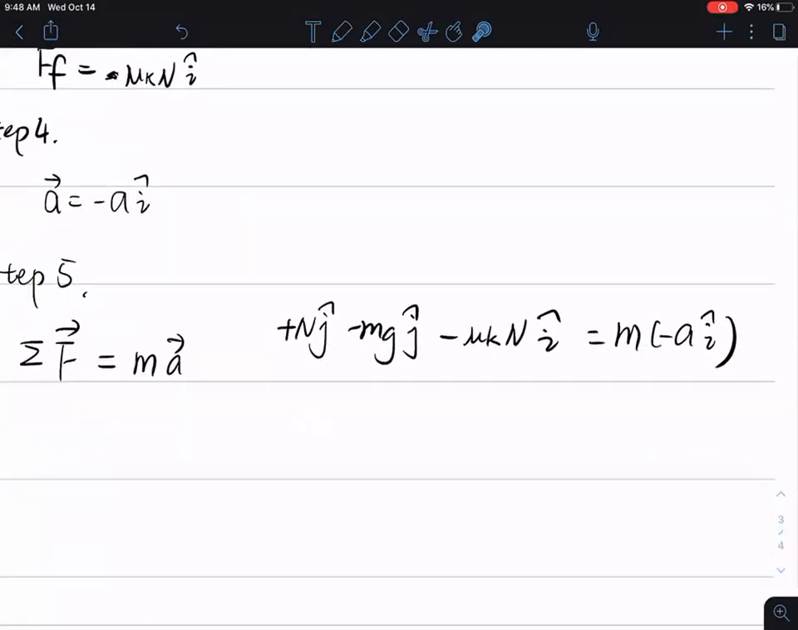Okay. Now, can we combine all the i terms and j terms? Yeah, let's do that. To organize this, combine all the i terms. Now we have N minus mg, that's our j term, plus negative mu k N plus ma.